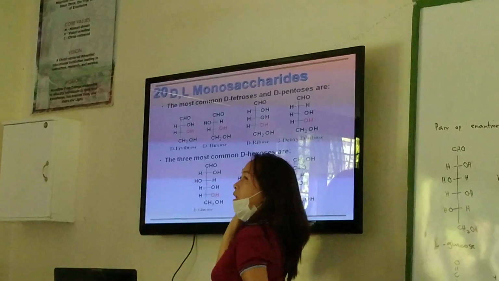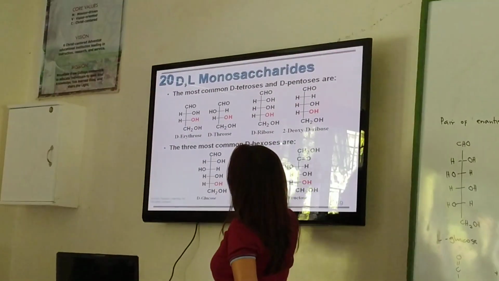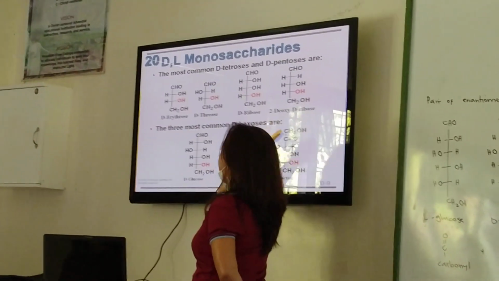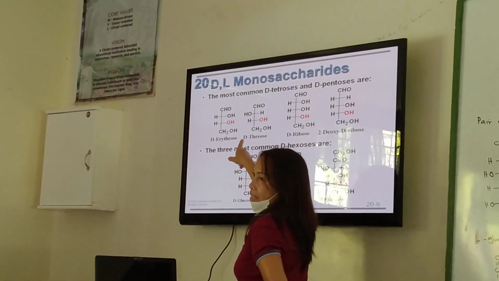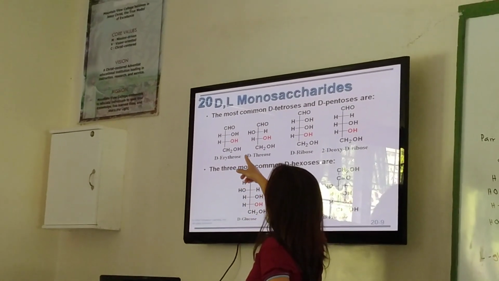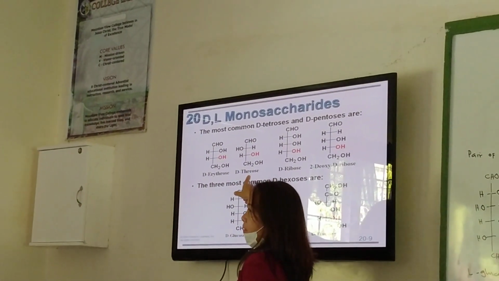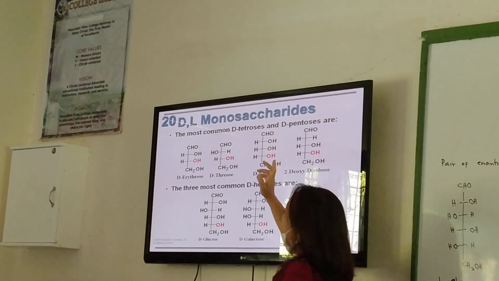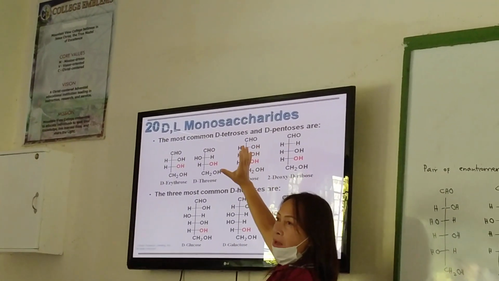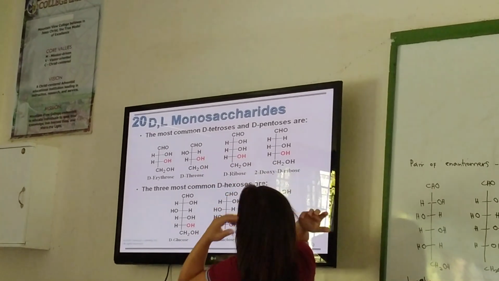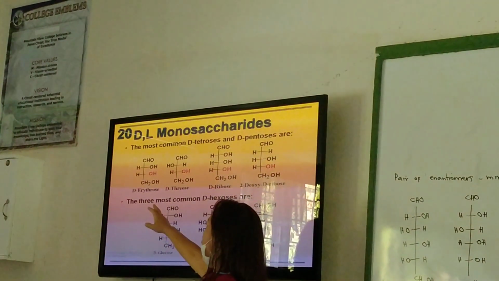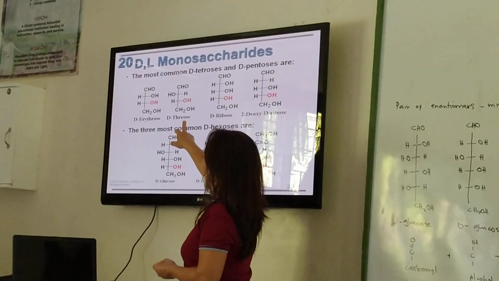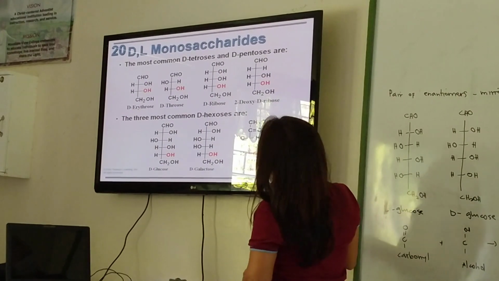Okay. Now try to look at the penultimate carbon. The location of the OH is on the right. That's why they are D. D-erythrose, D-threose. So these are some tetroses. Then we also have D-ribose. So this is already a pentose. Penta means made up of 5 carbon atoms. The common tetroses are D-erythrose and D-threose. That's the 2 most common tetroses. And we have the 2 most common pentoses.